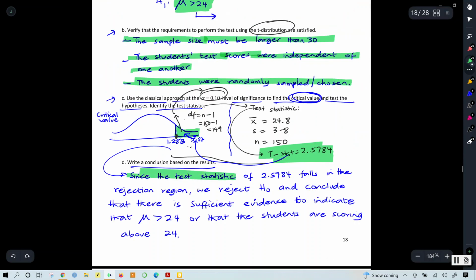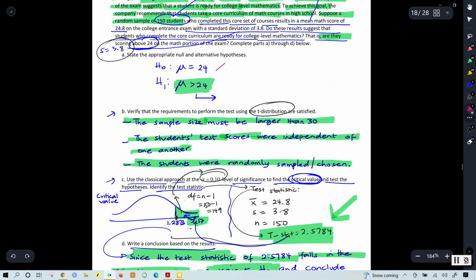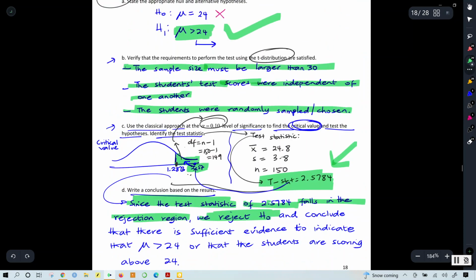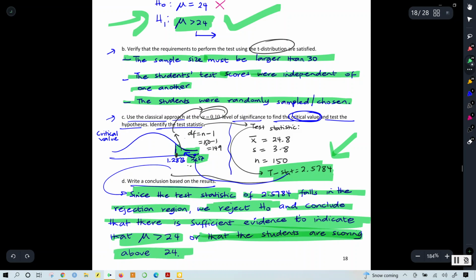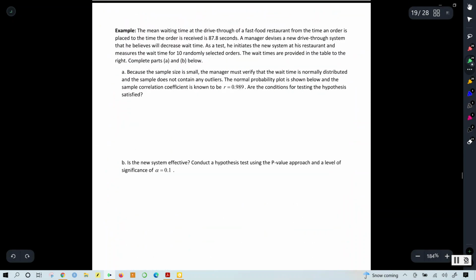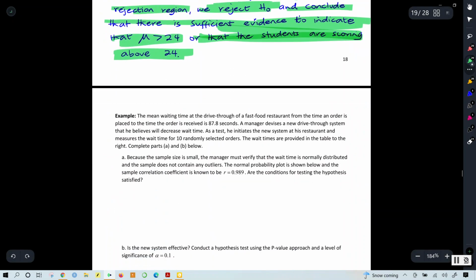So since the test statistic of 2.5784 falls in the rejection region, as we saw earlier, we're going to reject the null hypothesis, which means going back. This is the bad one. And what we want to test has sufficient evidence for it. So I'll conclude that there is sufficient evidence to indicate that the mean is greater than 24, or what it means in the context is that the students are scoring above 24. We now proceed to the next example.